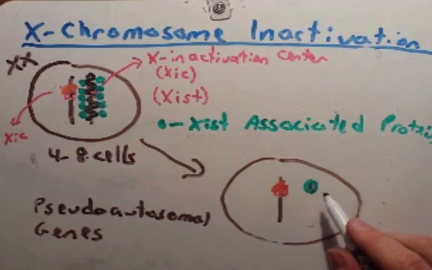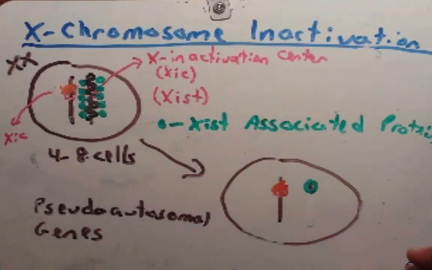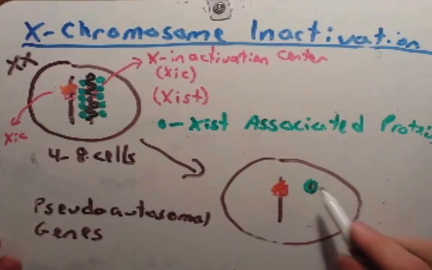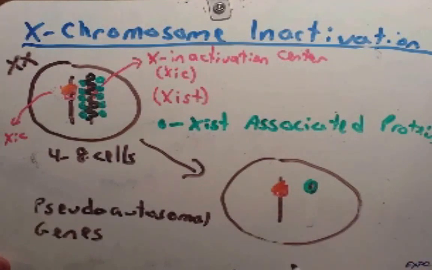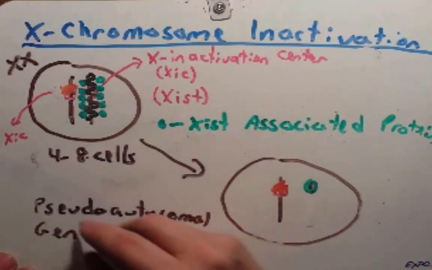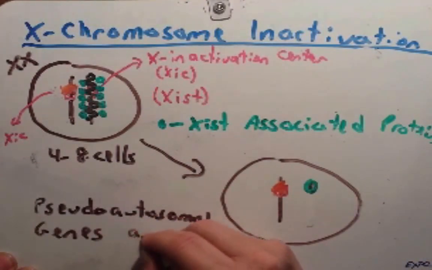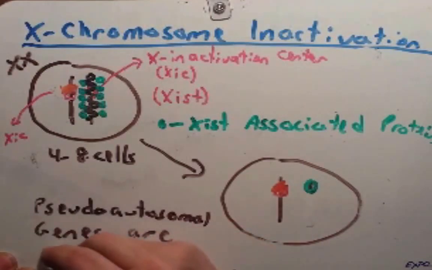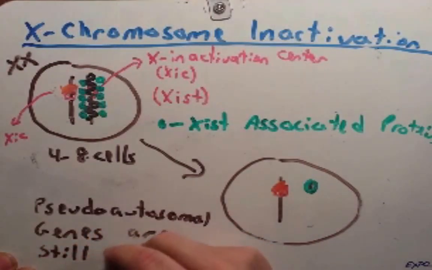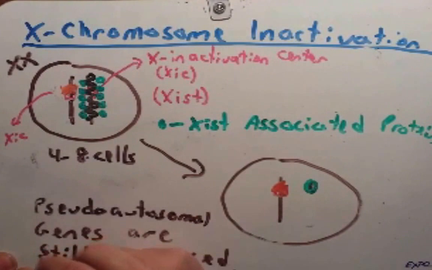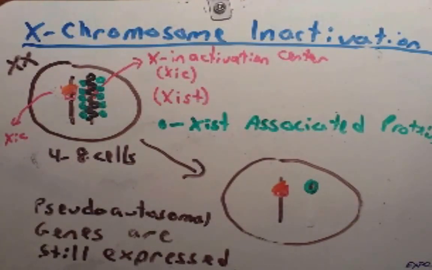There's a few genes, not many, maybe somewhere less than 25%, that are still expressed at some level. So let's just put pseudoautosomal genes are still expressed. It does a pretty good job of shutting everything down, but for whatever reason, these genes need to be fully expressed on both X chromosomes. And we know if they're not, that there are negative phenotypes associated with that.